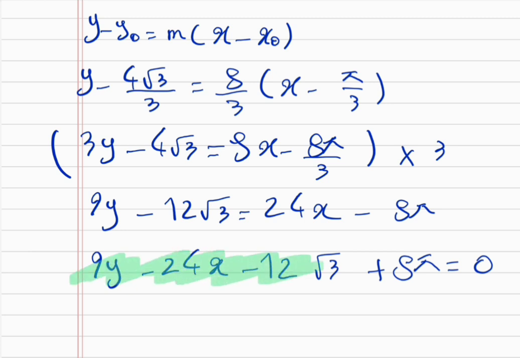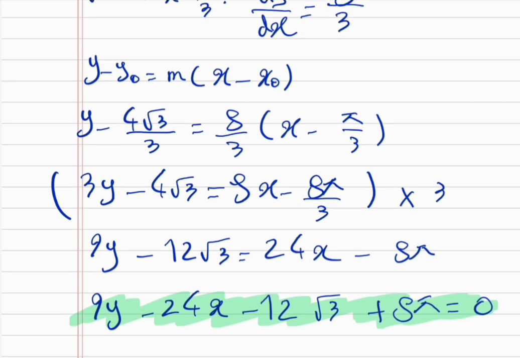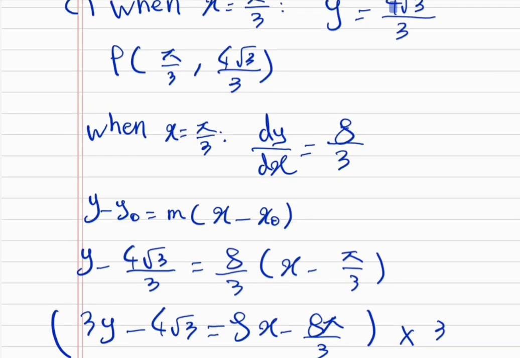So this is the equation of the tangent at the point pi over 3, 4 root 3 over 3.